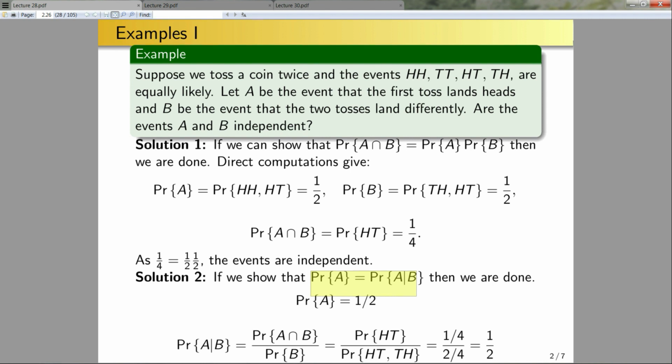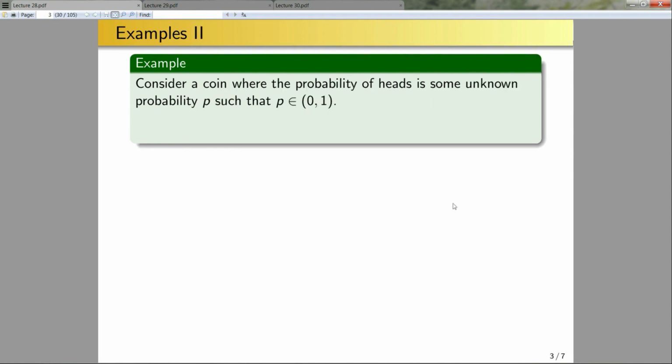So just keep that in mind. Now let's go on to another example. Consider a coin where the probability of heads is some unknown probability p, such that it's between 0 and 1, not including 0 or 1.